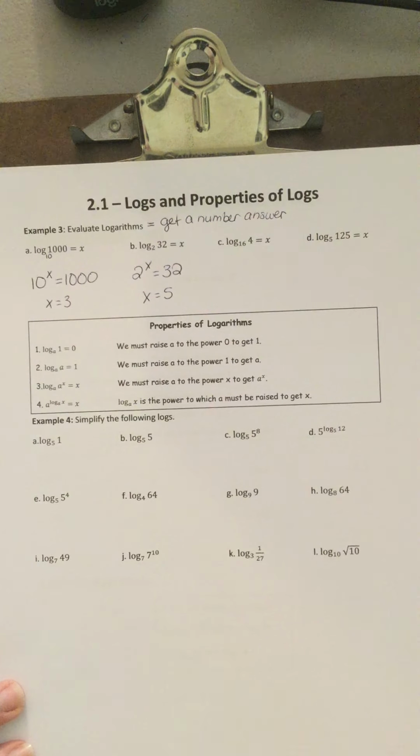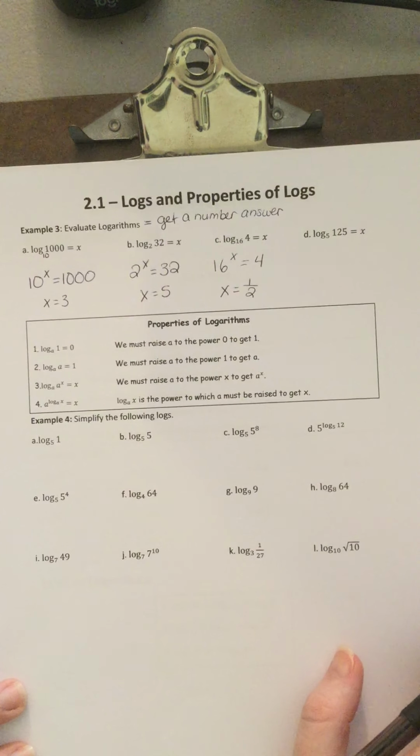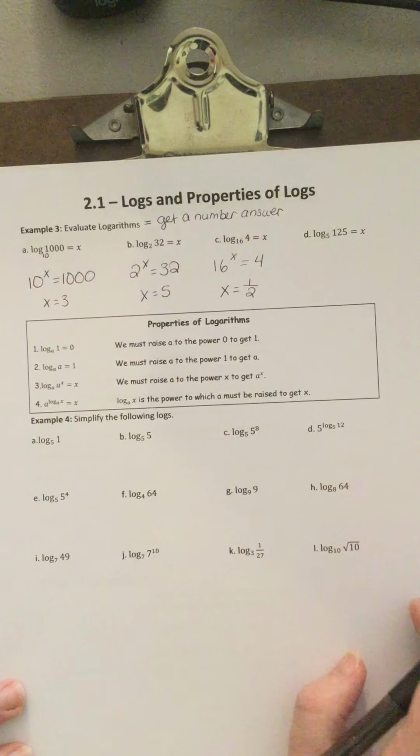All right, over here for letter C, it's base 16. The other two numbers change places. All right, so let's stop for a second. It's 16 to what power gives us 4? So it's getting smaller. So if it's getting smaller, that means we're using a fractional exponent. So we talked about square roots and cube roots. So the square root of 16 gives us 4. So x would have to be 1/2, because 1/2 is the fraction that goes with square roots. If it was a cube root, then we'd have to write it as 1/3.